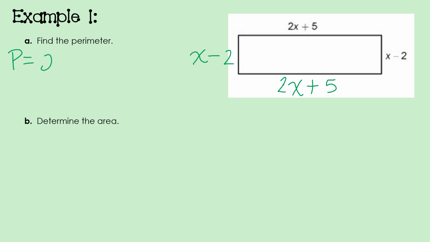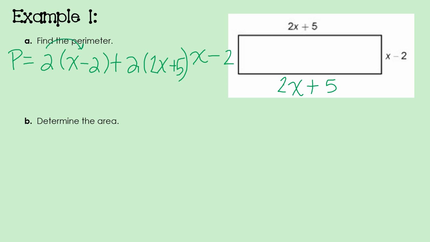Since I have 2 sides that are x minus 2, I'm going to write it as 2 times x minus 2 plus my 2 sides that are 2x plus 5. You don't have to write it that way. You can write out x minus 2 plus x minus 2 plus 2x plus 5 plus 2x plus 5.